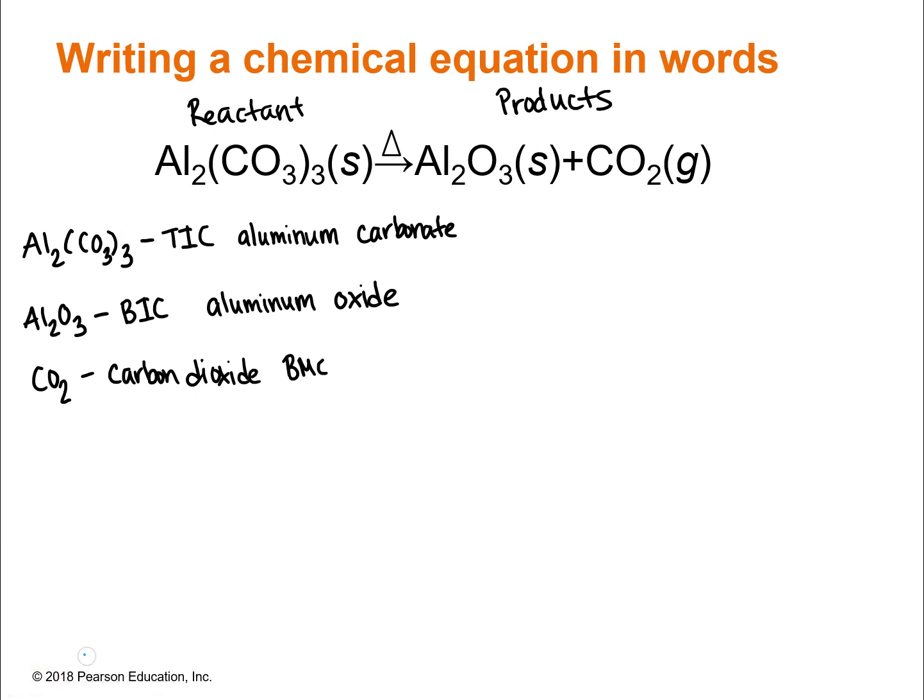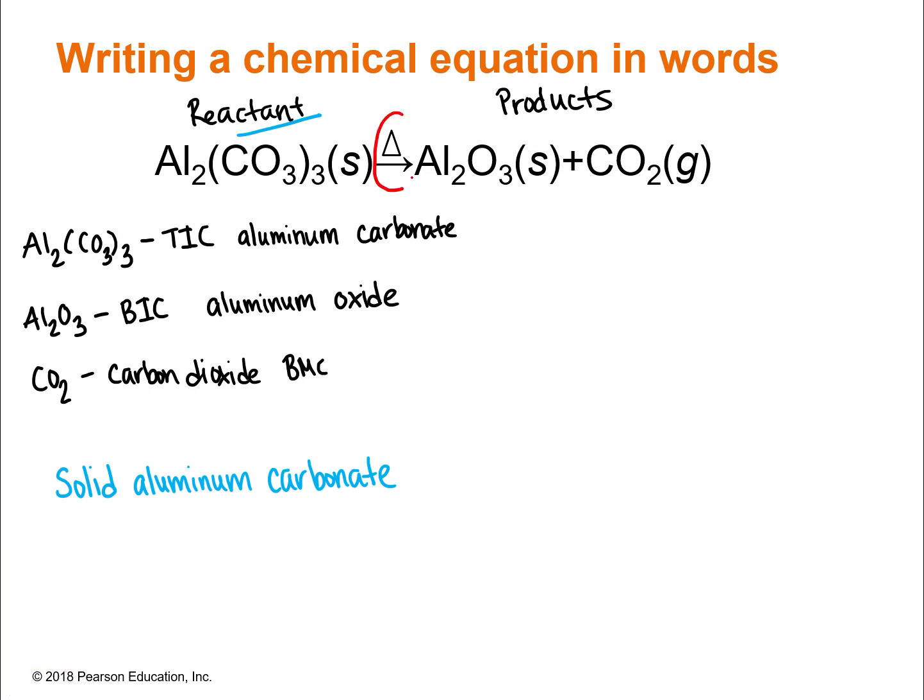Try to keep consistent here. We'll talk about the reactants in blue. And we also need to make sure that we indicate our states of matter. So I like to start off with the state of matter followed by the name of the compound. So solid aluminum carbonate. That's the reactants.